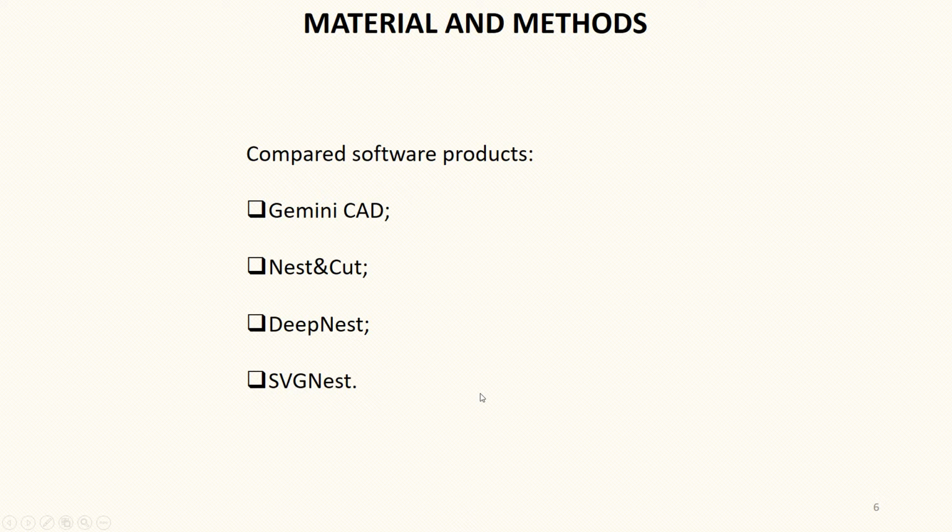Deep Nest is a free application. It has many setup functions, such as number of processor cores, allowable error value, sorting method. It uses the genetic algorithm to arrange the elements. The result can be downloaded as a DXF or SVG file. SVG Nest is also a free online tool. It works only with SVG files. It offers several setup functions.